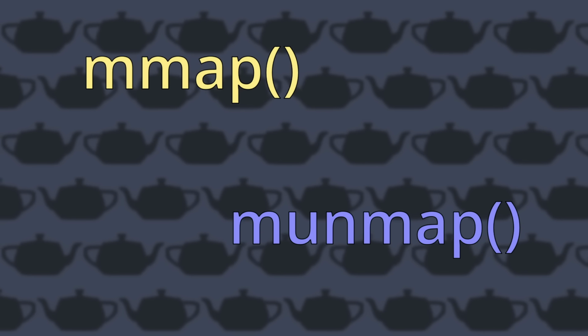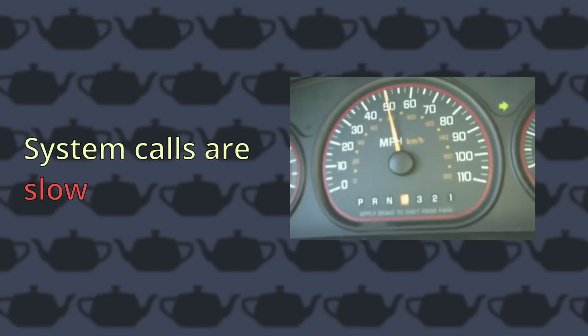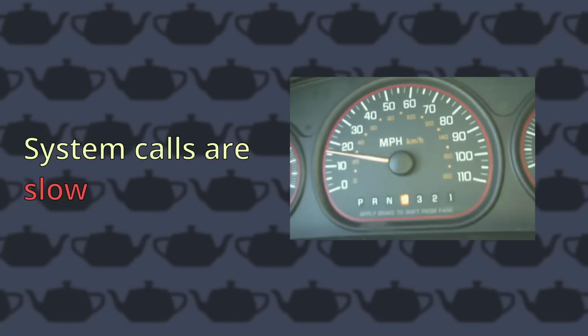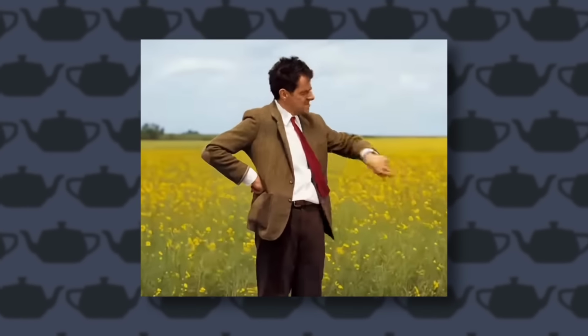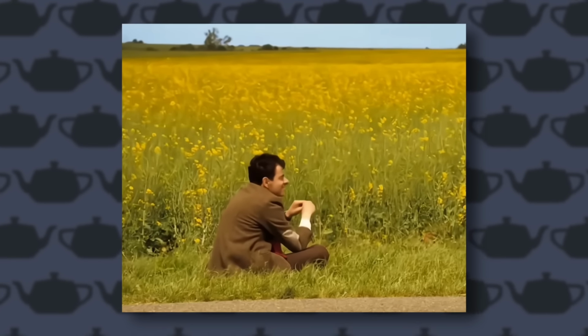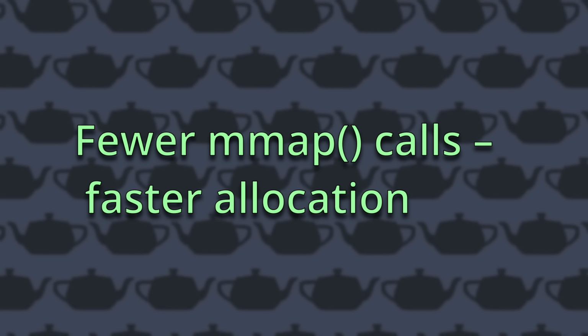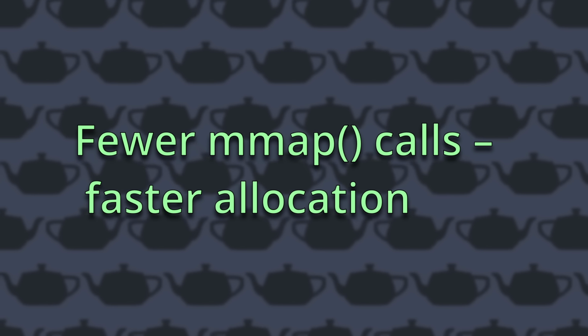The reason is mmap and munmap. Every allocation and every free requires a system call. And they are pretty slow. Sometimes they are so slow that you forget why you even called them. To make our allocator faster, we need to reduce the number of mmap calls as much as possible.